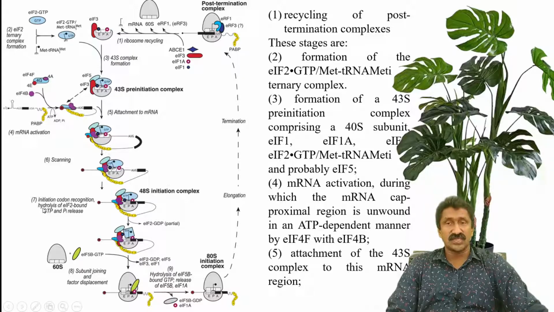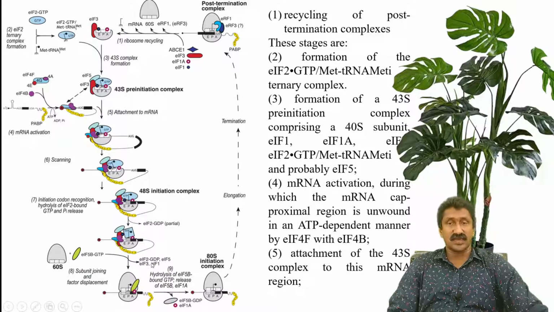Then the next stage is initiation codon recognition, hydrolysis of eukaryotic initiation factor 2 bound GTP and Pi or pyrophosphate release. So GTP, eukaryotic factor 2 and pyrophosphate, all these things are released after the initiation complex formation, and once it is released, the 60S subunit will bind, and the 80S complex is now formed.